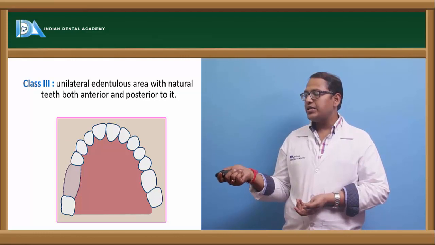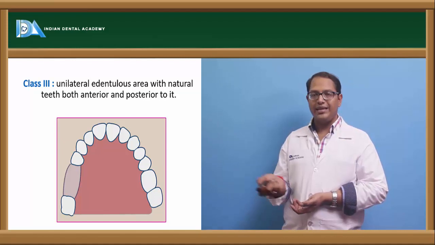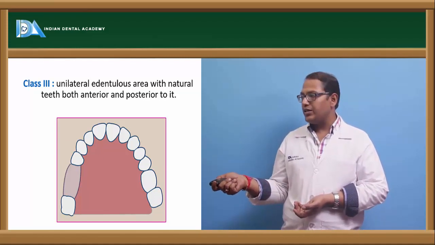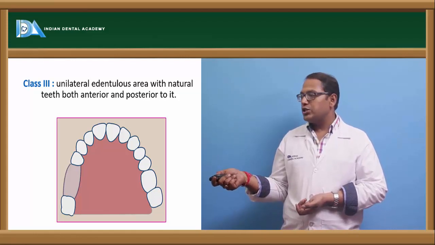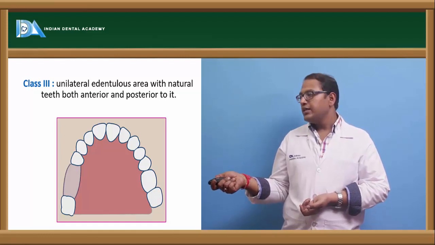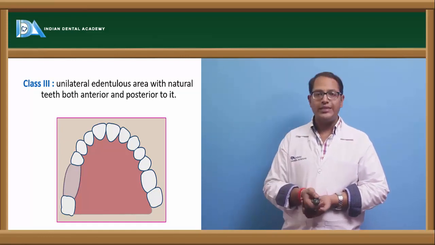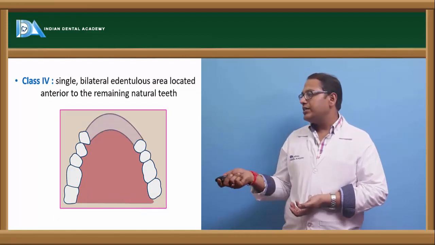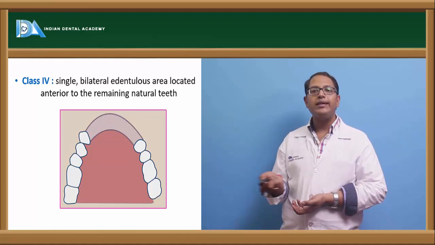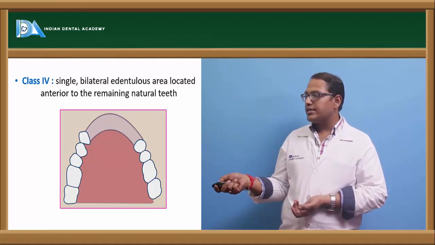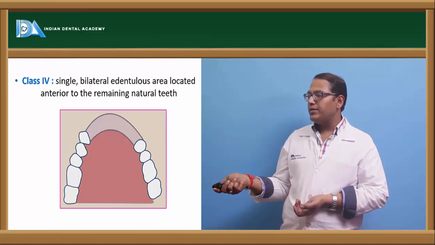So class 3 is the only tooth supported one, where it is an edentulous unilateral area with natural teeth both anterior and posterior to it. Now this is tooth supported completely because we have two abutments, one on each side, so that will take over the forces of the teeth. Class 4 is a single bilateral edentulous area located anterior to the remaining natural teeth. It is present anteriorly, and the midline is crossed in this case. Now class 3 and class 4 are almost similar.